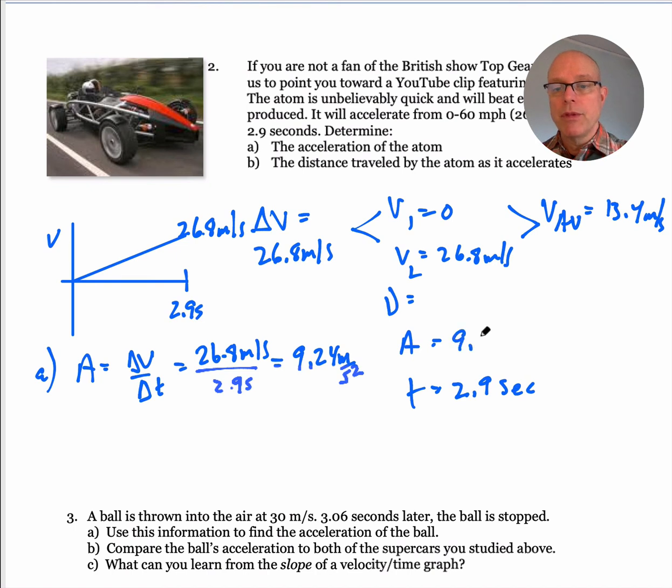This is getting up into the range of super quick motorcycles, which is almost what this is. It's like a flat motorcycle. Anyway, B, get the distance. D equals V average times T.